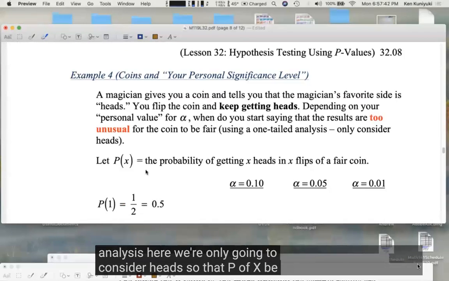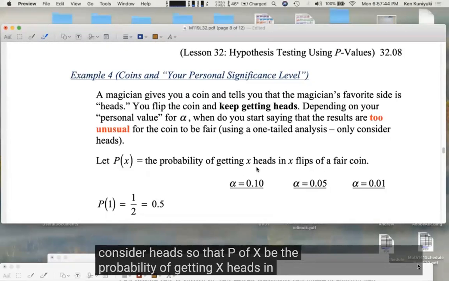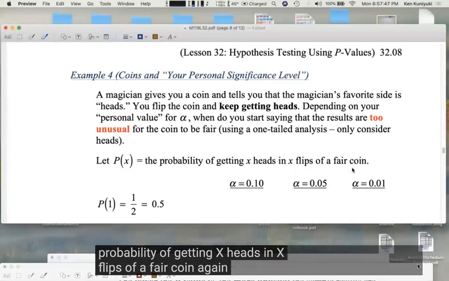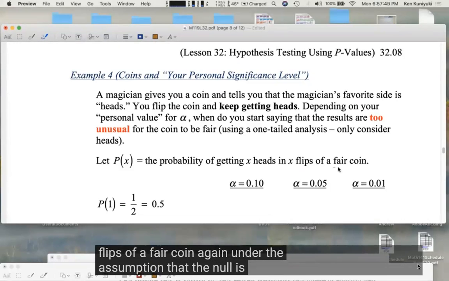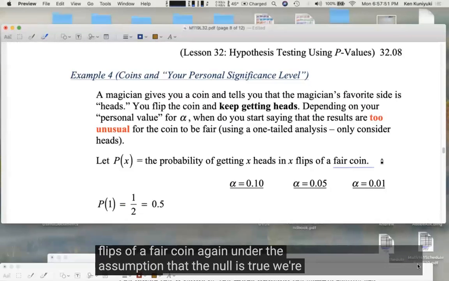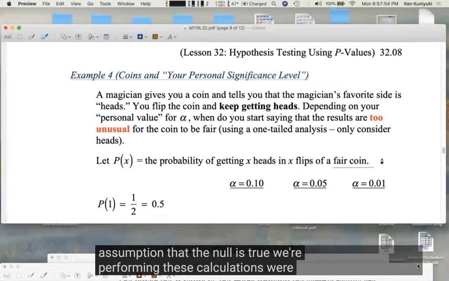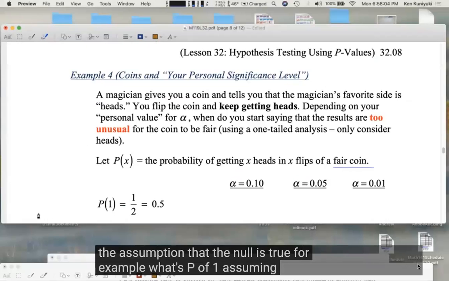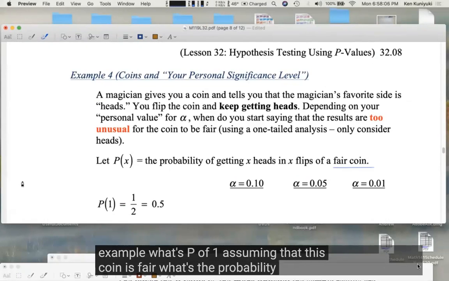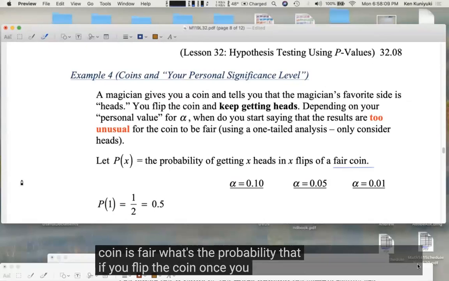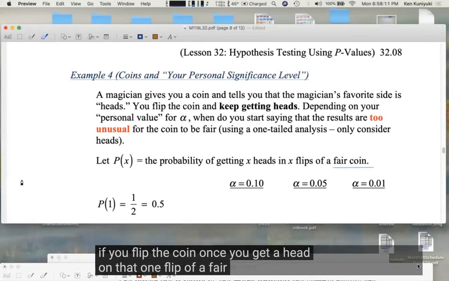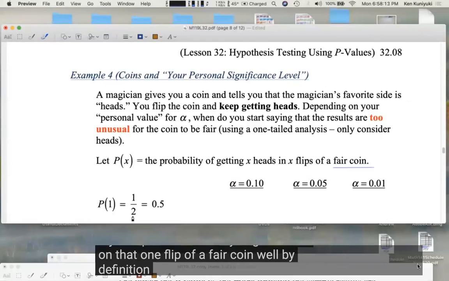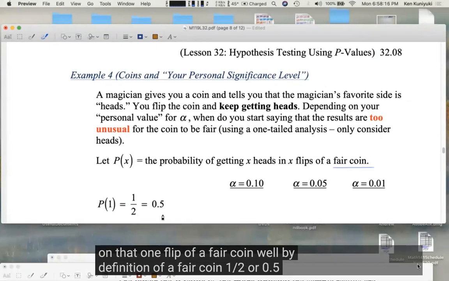So let P of X be the probability of getting X heads in X flips of a fair coin. Again, under the assumption that the null is true. We're calculating these probabilities under the assumption that the null is true. For example, what's P of 1? Assuming that this coin is fair, what's the probability that if you flip a coin once, you get a head on that one flip of a fair coin? Well, by definition of a fair coin, 1/2 or 0.5.